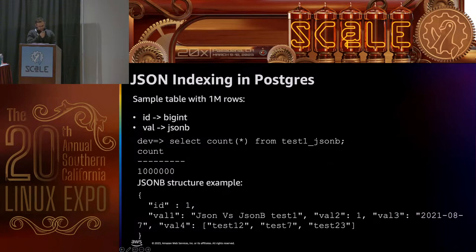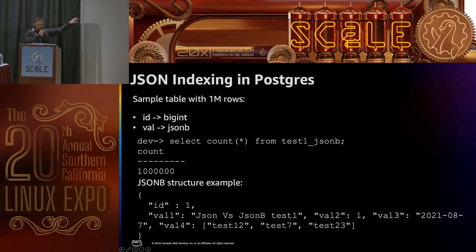So what I did was create this benchmark. We did this with 1 million, 10 million, et cetera. Just for simplicity, I've kept it to 1 million in this use case. I have a simple table with an ID, which is a bigint, and a val, which is a JSONB type. It has your 1 million rows. And the structure is something like this.